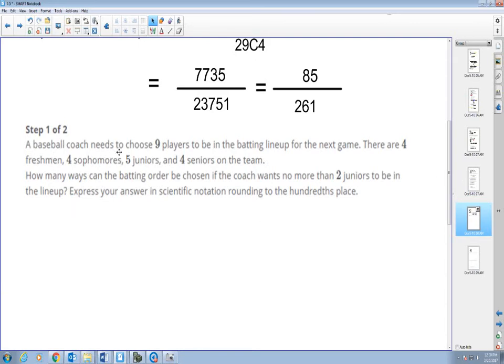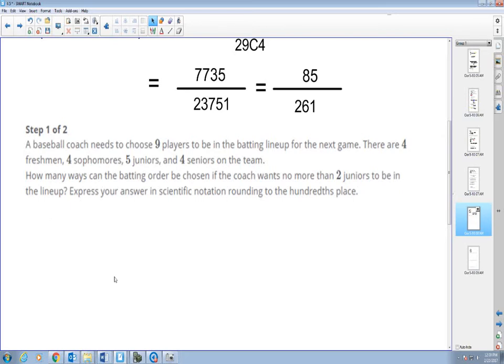A baseball coach needs to choose 9 players to be in the batting lineup for the next game. There are 4 freshmen, 4 sophomores, 5 juniors, and 4 seniors on the team. How many ways can the batting order be chosen if the coach wants no more than 2 juniors to be in the lineup? No more than 2.